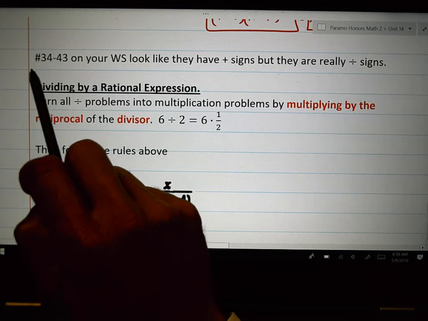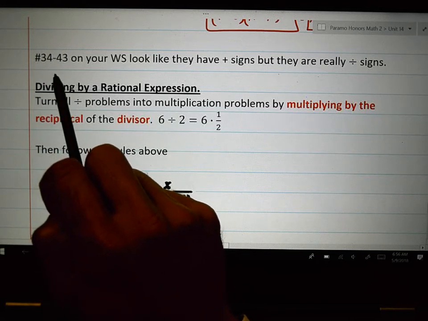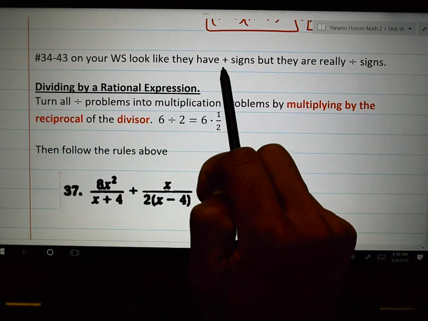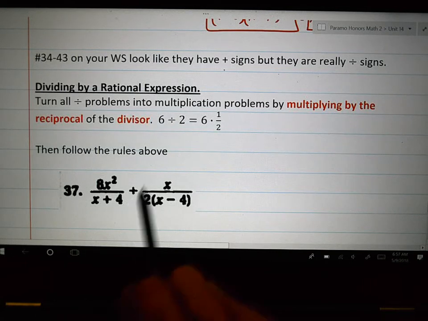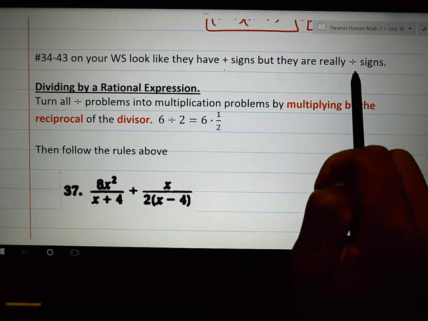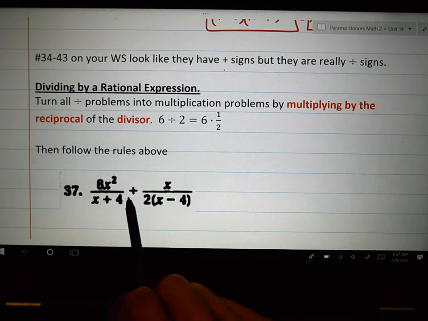Number 34 through 43, because the font's so bad, they look like they have addition signs. That's what I thought that looked like right there. I mean, look at it. Doesn't that look like a plus sign? But it's really a divided by sign. That is a divided by sign?